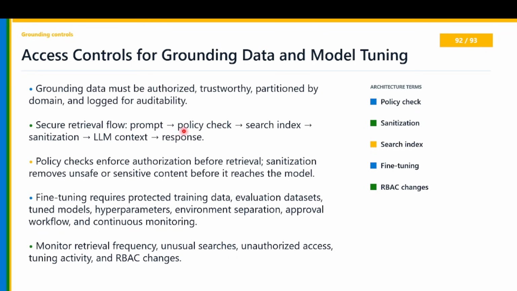So this is the flow of how the agent retrieves information from the knowledge source, from prompt to response. Then we have policy check. Policy check enforces authorization before retrieval. Sanitization removes unsafe or sensitive content before it reaches the model. So very, very important: policy always checks authorization before retrieval.